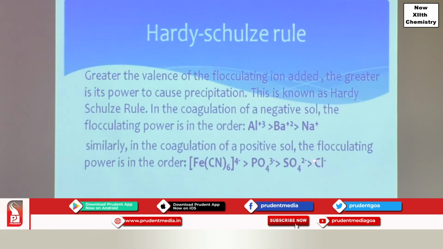Similarly, amongst these negative ions, the ferric cyanide ion, which is a complex ion, is going to cause greater coagulation or greater flocculation because of its higher valence. So, the greater the valence, the greater the flocculating power of the ion, which is decided by what is called the Hardy-Schulz rule. So, these were the examples of coagulation of lyophobic colloidal particles.